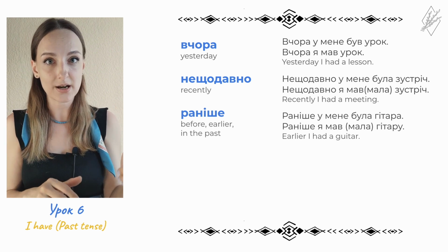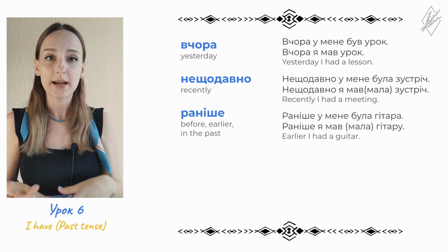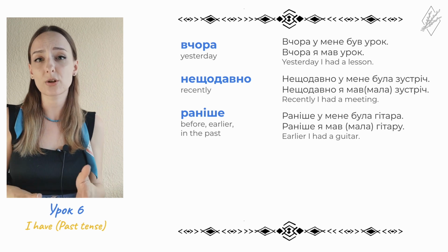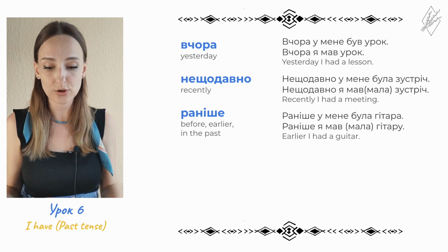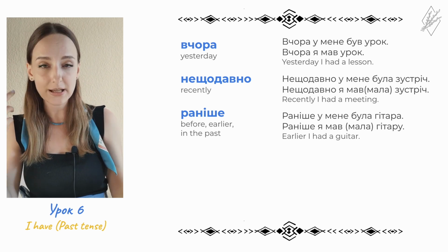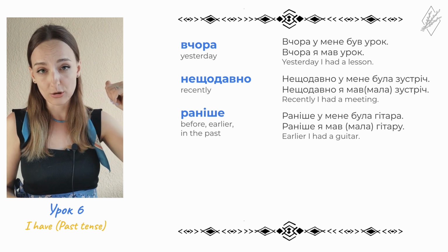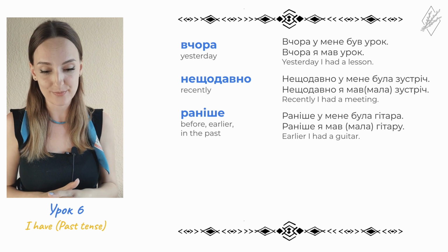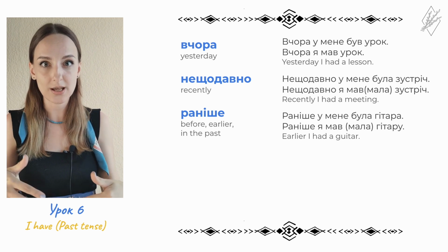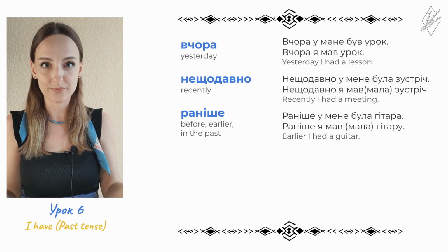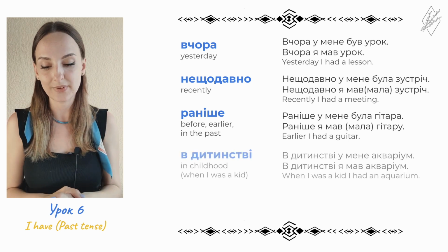Раніше. Раніше, and here you can see we have different translations according to the context. But basically it also means earlier, before, in the past. So, раніше у мене була гітара. Раніше я мала гітару. So I had it in the past.